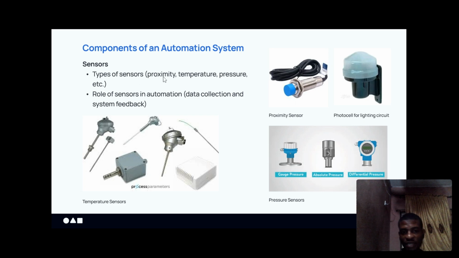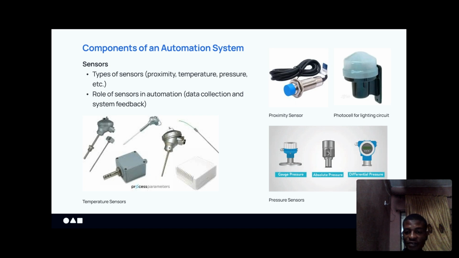We have the proximity sensor. The proximity sensor is used to measure distance, the distance between two particular points. And for the proximity sensor, we have basically two types in terms of sensing medium. We have the capacitive and the inductive.